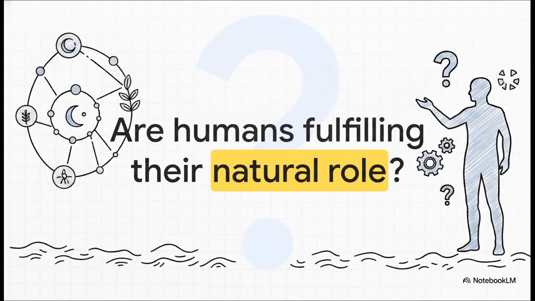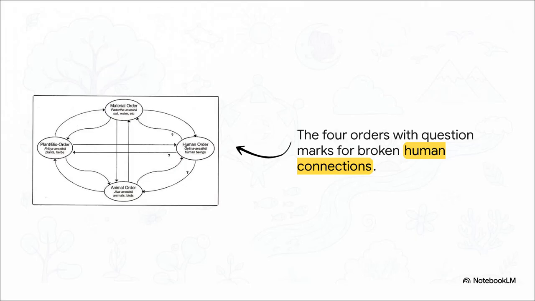I want you to pause for a second and honestly reflect on this question. Based on that beautiful cycle of mutual fulfillment we just talked about, where does humanity actually fit into this perfect machinery? Are we holding up our end of the cosmic bargain? Now, what's really interesting is exactly what happens when you plug the human order into this system.